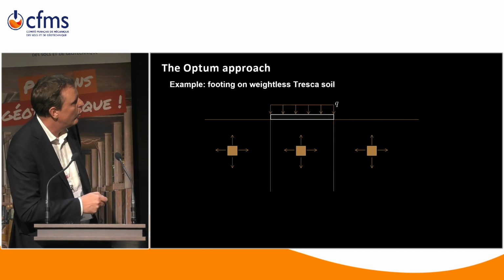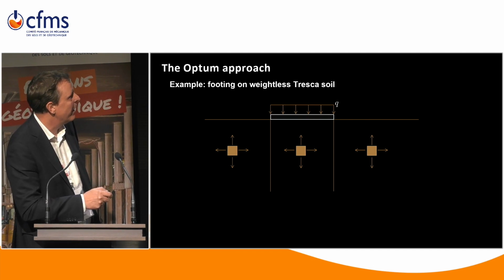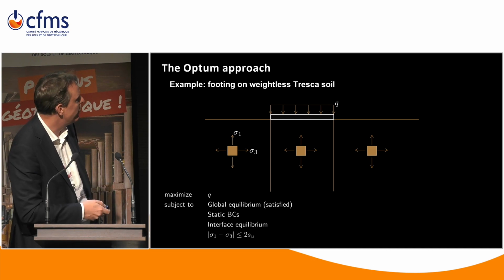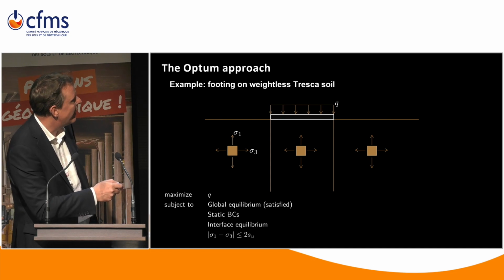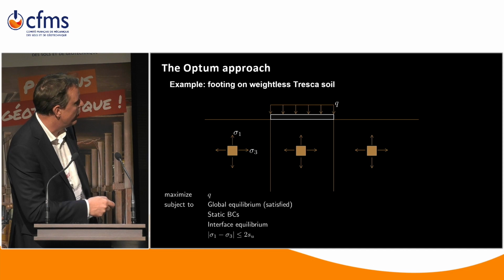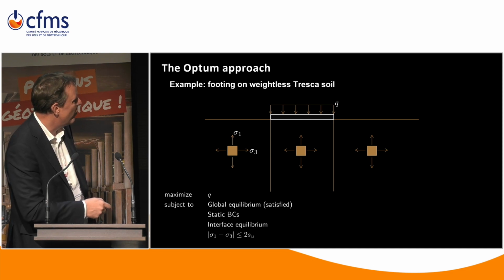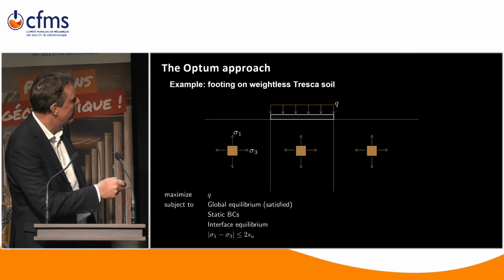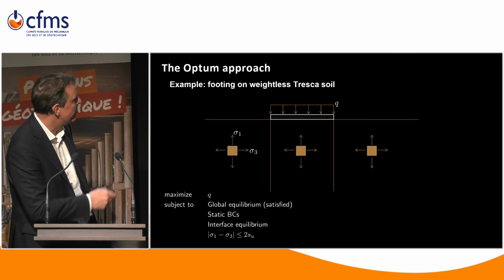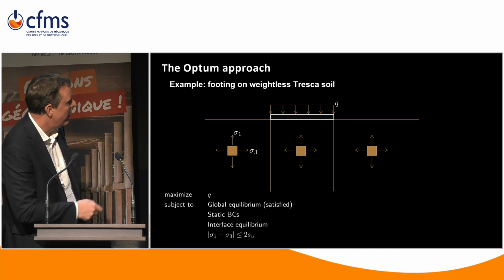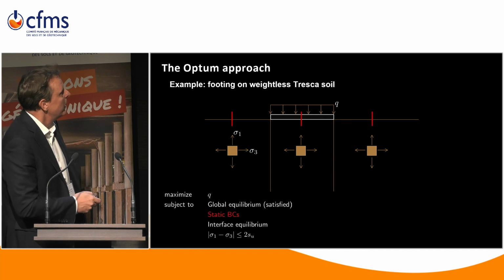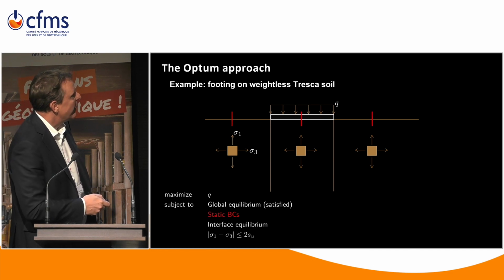So the global equilibrium equations are automatically satisfied since the soil is weightless. And so the only thing we have to really worry about is, so here's the problem. We have to maximize this load Q subject to global equilibrium, which is satisfied automatically, static boundary conditions, and also interface equilibrium conditions. So if we call this sigma 1 and sigma 3, well, then we need to satisfy the Tresca yield condition as well.